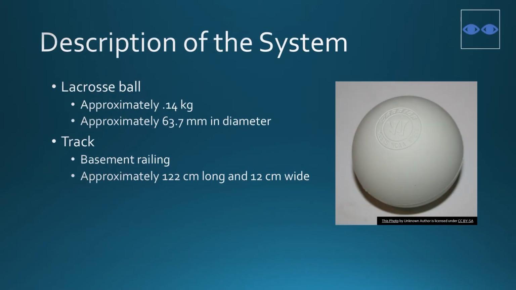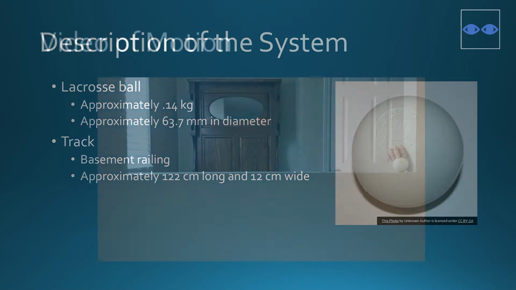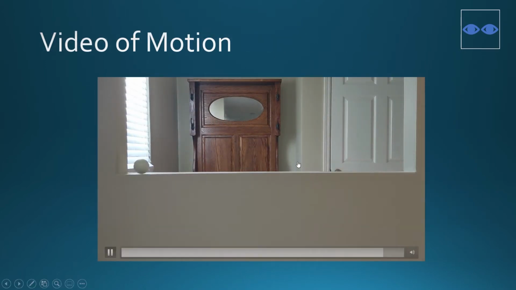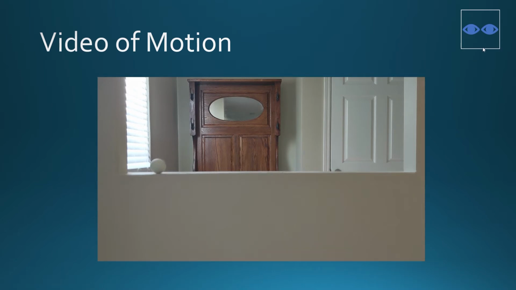For this experiment, I used a lacrosse ball, which was 0.14 kilograms and 63.7 millimeters in diameter, which was used to initialize the Tracker program, as well as create an accurate model in GlowScript. I used a basement railing for my track, which was approximately 122 centimeters long and 12 centimeters wide. This removed most of the z-axis movement, but not all of it, as you will see as we continue. And here is a depiction of the ball moving in the negative x direction, and you can see that there's a little bit of movement in the z-axis here as well.